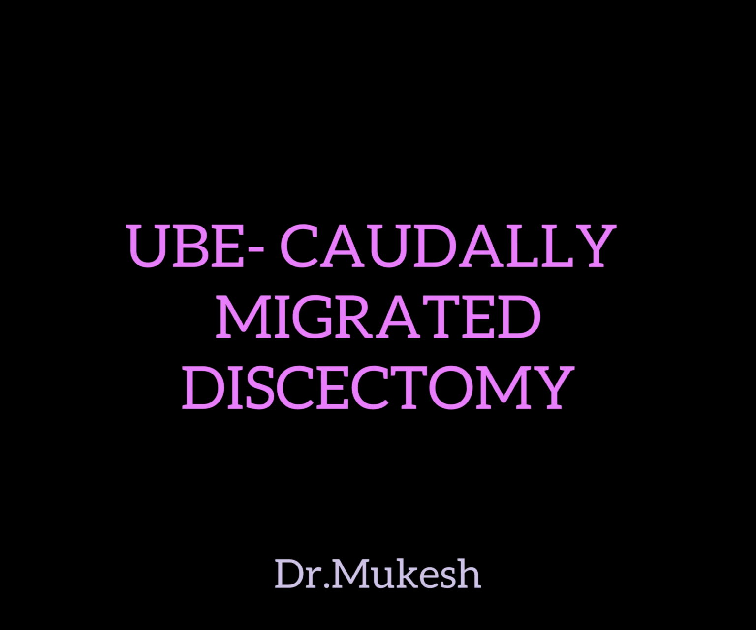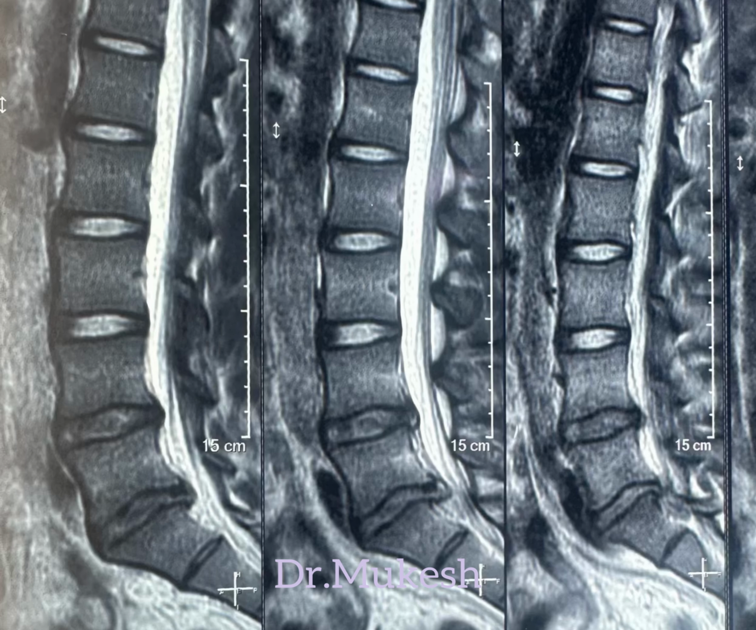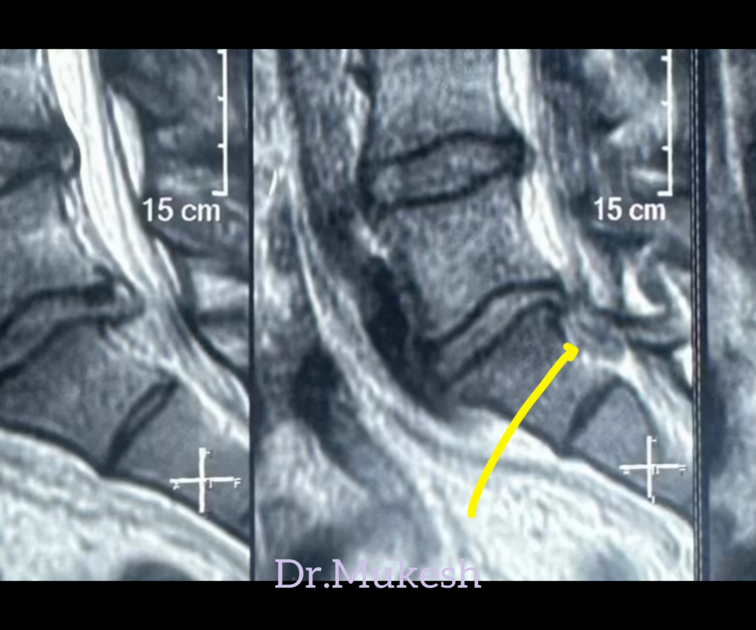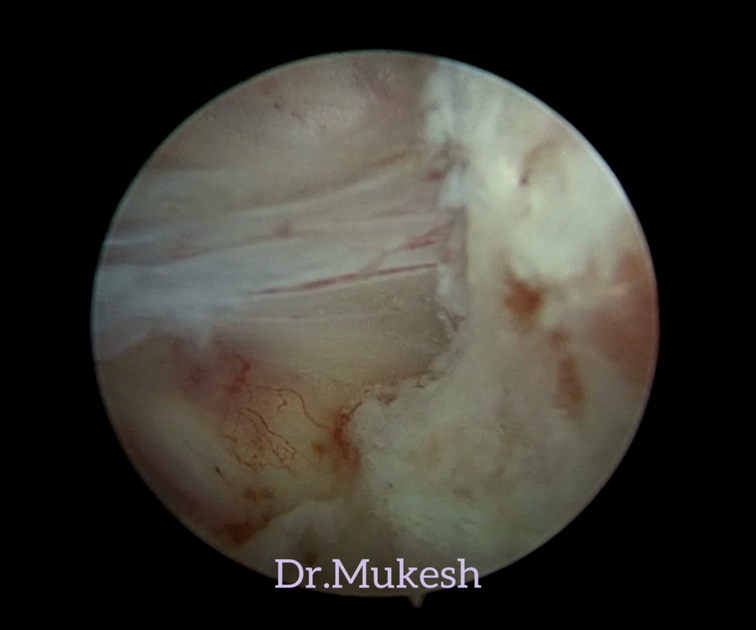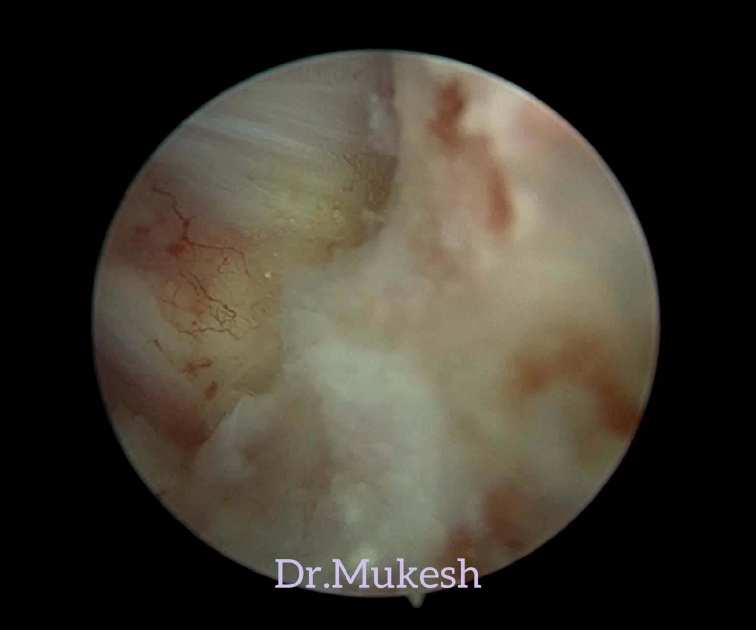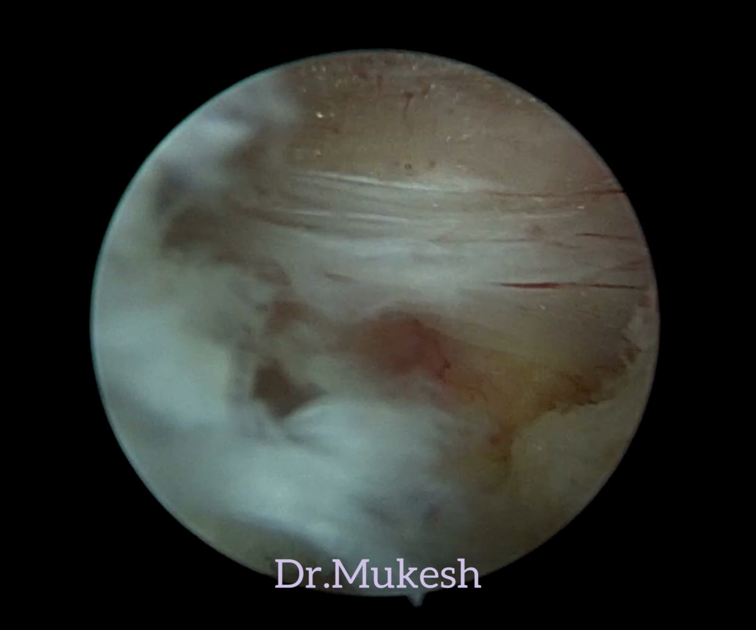Hello everyone, presenting a case of UBE discectomy with the caudal migration of disc at L5S1 level, which we can see. This is caudally migrated disc, acute fragment, mainly on left side. So we started left-sided UBE procedure.